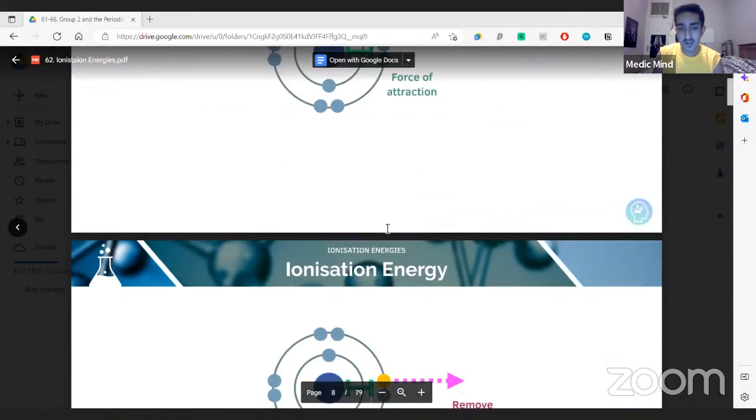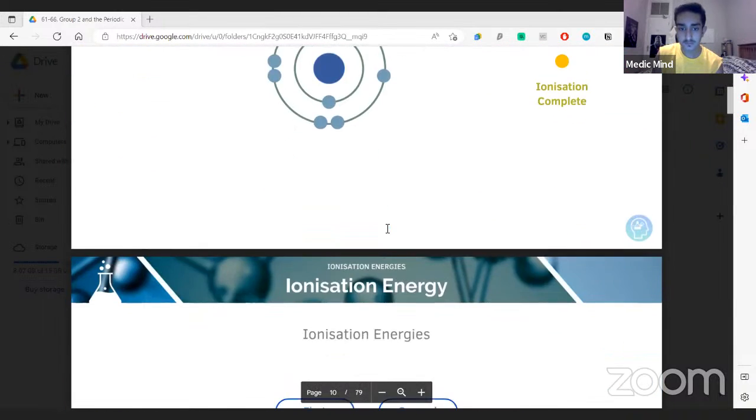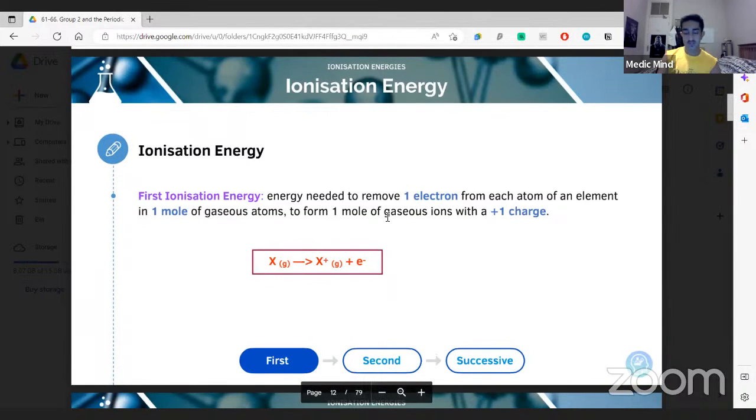There's a force of attraction, so you need to add energy to remove that electron. This is a really important definition, so I'm going to pause a bit here.